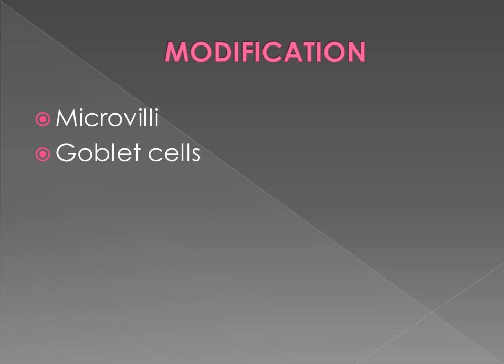So this columnar epithelium is modified into two types of cells. One is microvilli, another one is goblet cells. They are columnar cells only, but modified into two forms. The first one is microvilli and the second one is goblet cells. Fine. Let us see one by one.